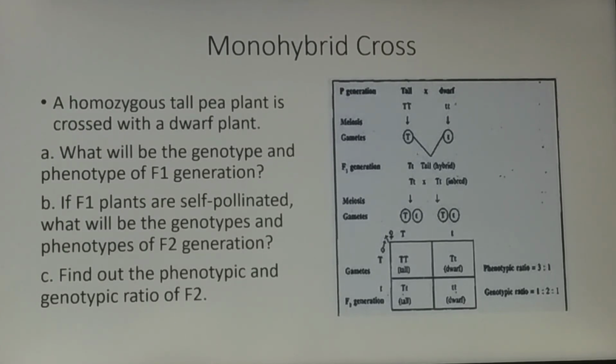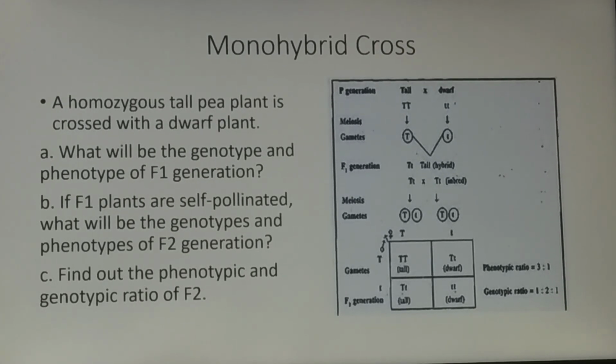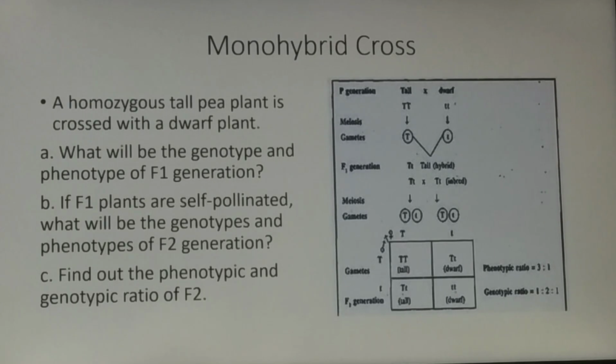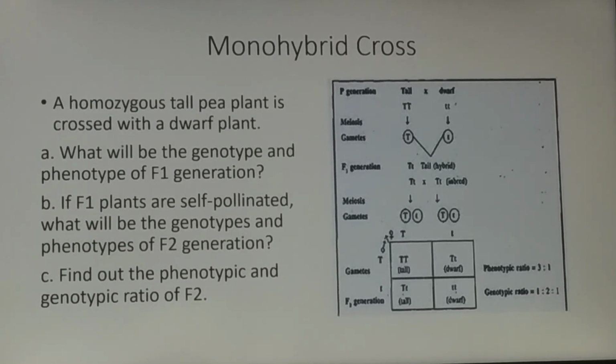Whereas for the dwarf plant it is not written homozygous there, but you should know that a recessive character is always expressed in the homozygous condition. So the genotype of the dwarf plant will be small t, small t, even though it is not written in the question. We should know that the dwarf plant has the genotype small t, small t.